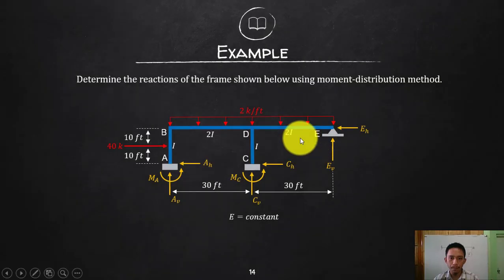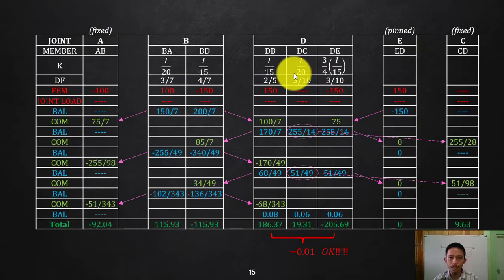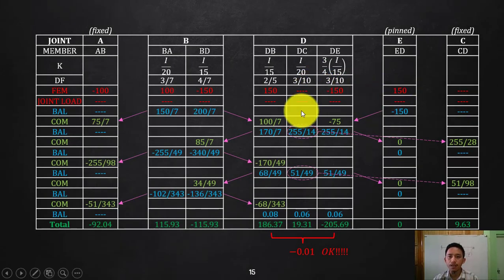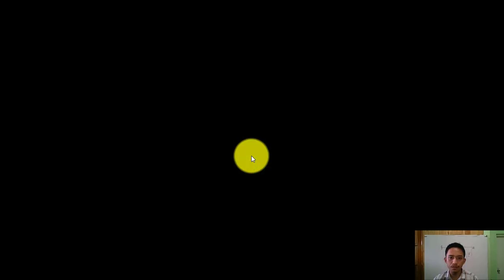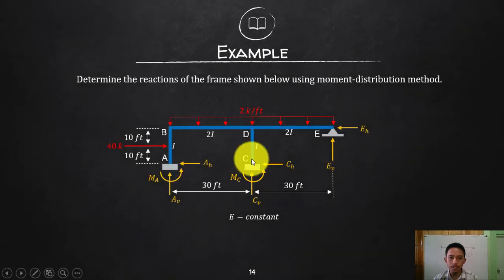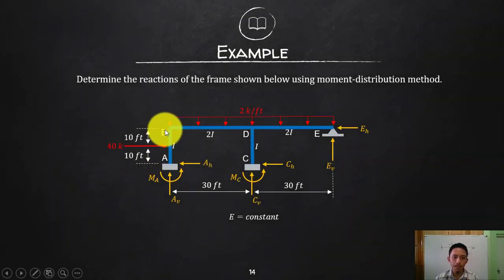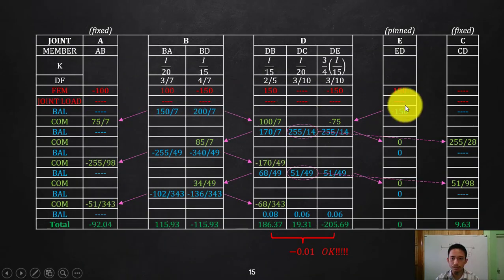What else? This one, DE. So positive again, positive at D, negative at E. Positive, I mean negative at D. Sorry about that. Negative at D, positive at E. Negative, positive. And in your CD, there is no load, so there is no fixed end moment. So DC and CD are 0. And are there joint moment loads? There are no moment loads on the joints, so we are good with that joint load. So 0. Now, again, let's start.